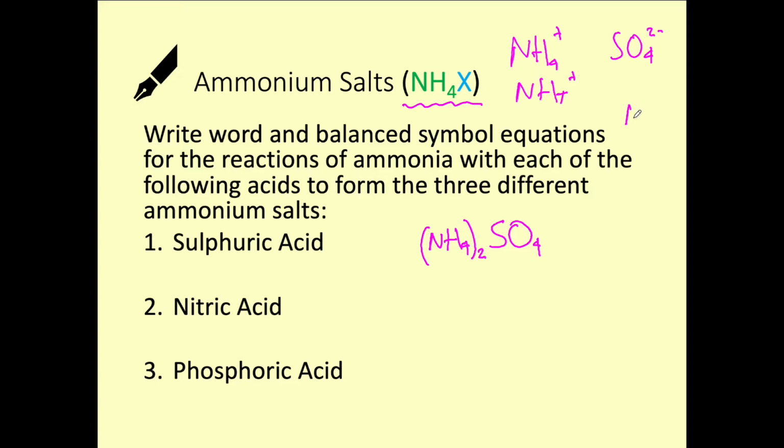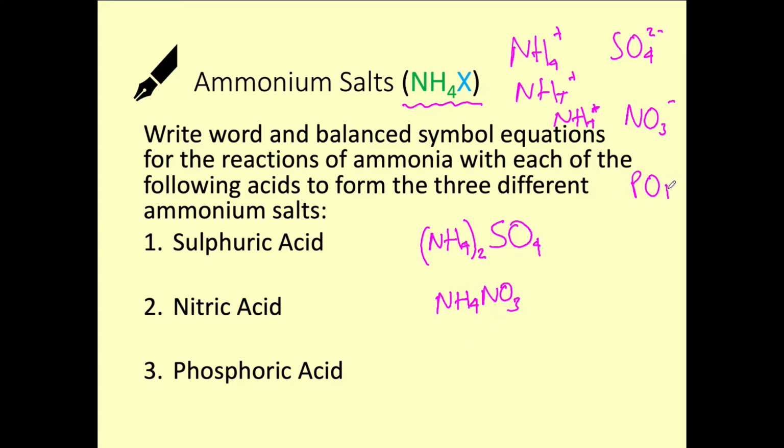With our nitrate, that has a 1- charge, and therefore we're going to only need one of those NH4s because +1 -1 is going to make 0. So for nitric acid, we're making ammonium nitrate, NH4NO3.